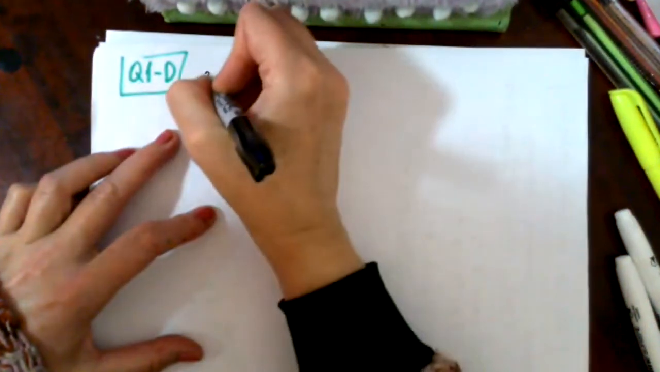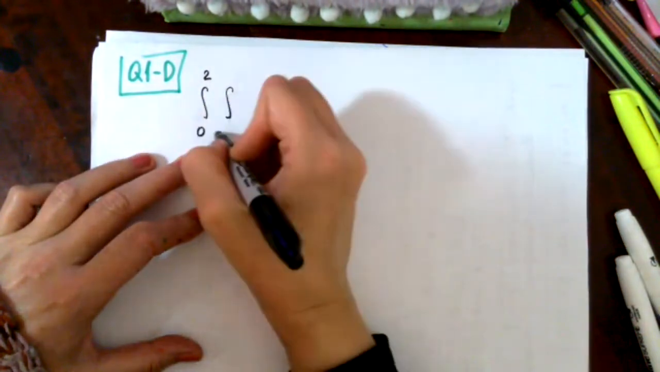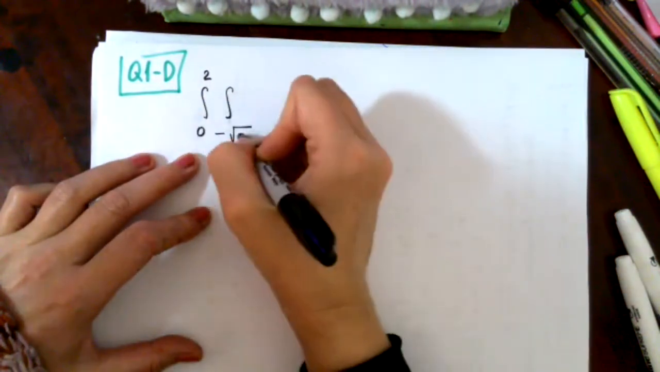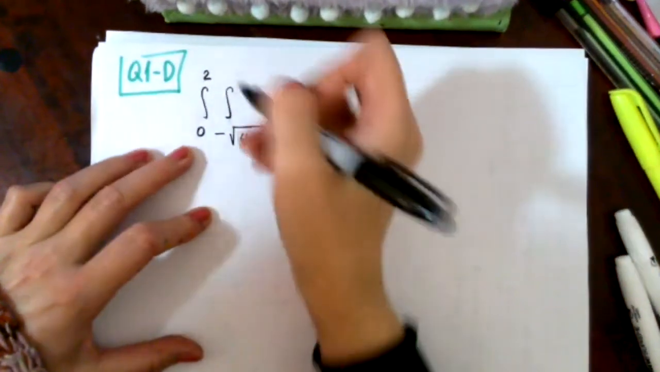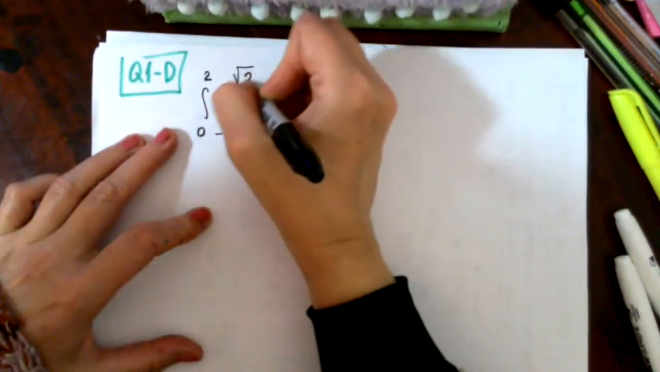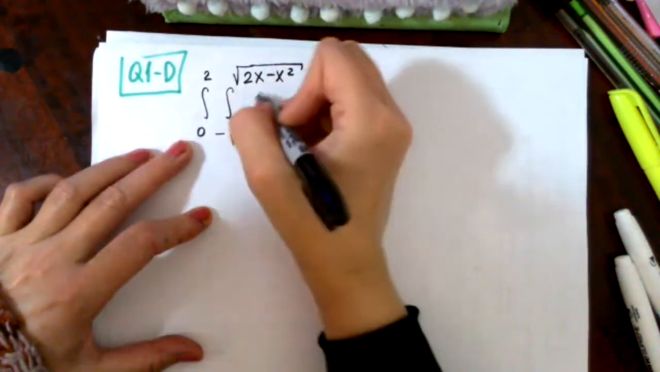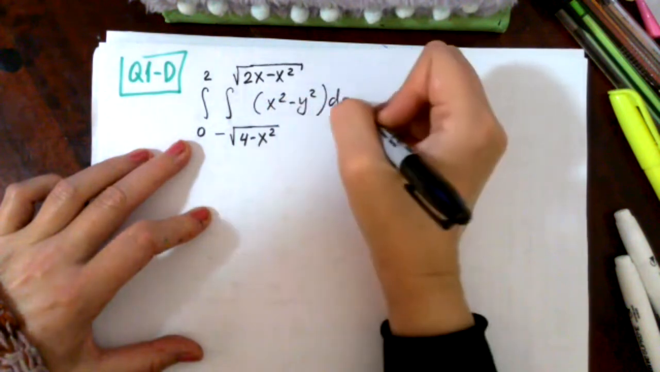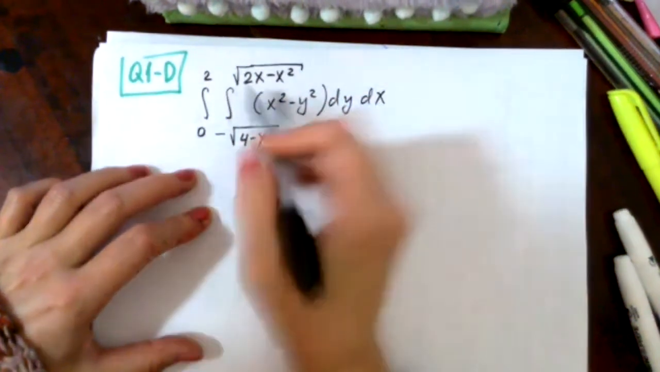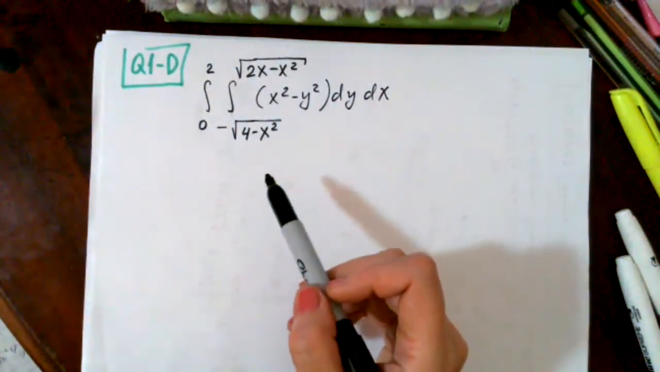So again, you are given a repeated integral from 0 to 2, and here you have quite fancy boundaries: the lower one is minus square root of 4 minus x squared, and the upper boundary looks even fancier, square root of 2x minus x squared. And here you have the function x squared minus y squared, dy dx. These square roots look pretty daunting, to be honest.